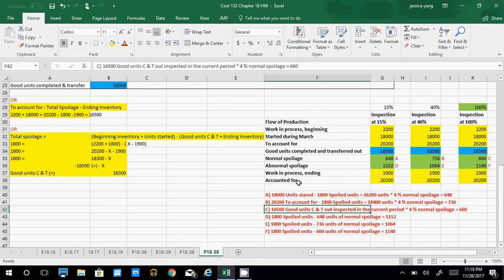Now ending work in process will be 1,900 straight across for all three inspection points, and to find units accounted for, I sum up good units completed and transferred out, plus normal spoilage, plus abnormal spoilage, plus ending work in process, which gave me a total of 20,200 units. So I would do that for all three inspection points.